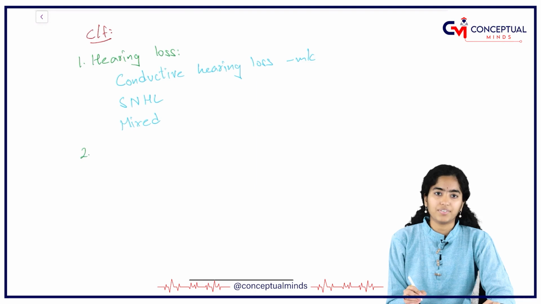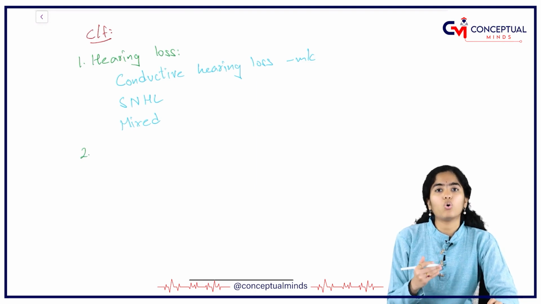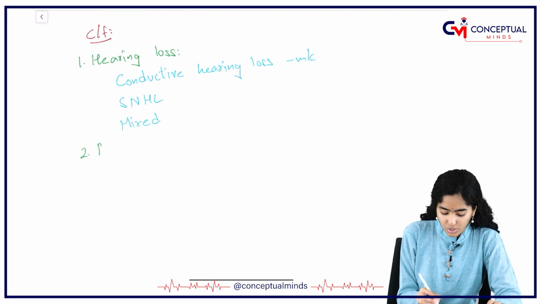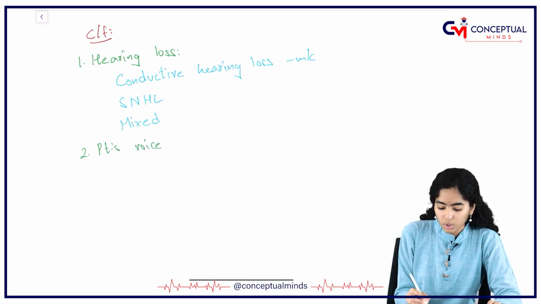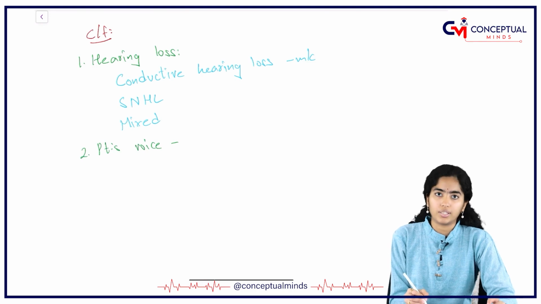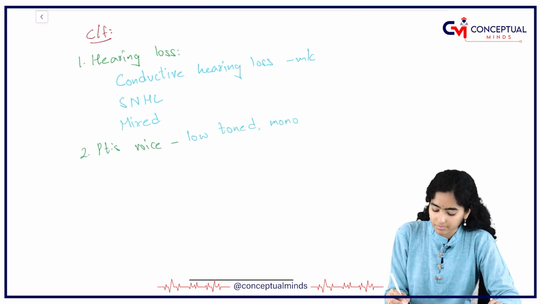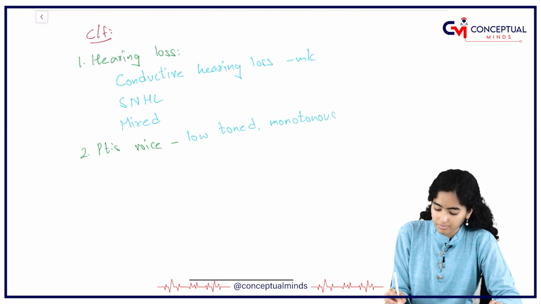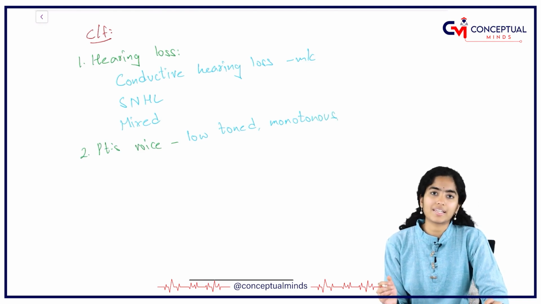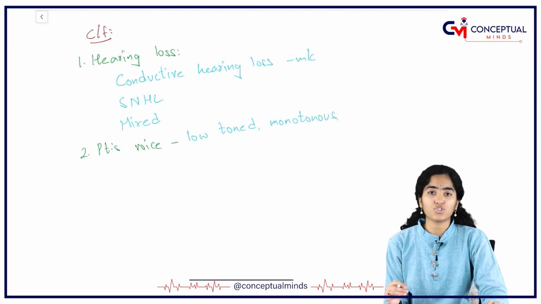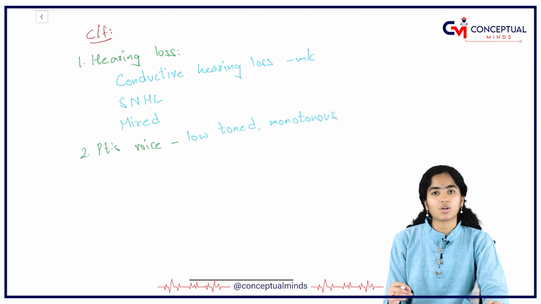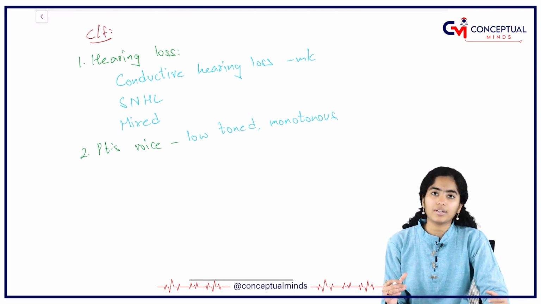The next feature is about the patient's own voice. How does the patient speak? It is low-toned and monotonous. The patient speaks in a low-toned, monotonous fashion. Because bone conduction is better than air conduction and the patient happens to hear his or her own voice louder and better.